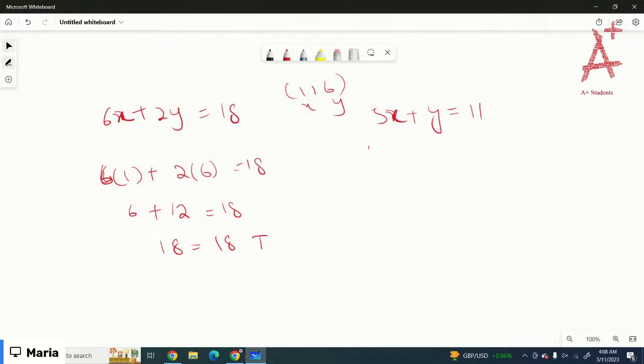Let's check for the second one. 5 times 1 plus 6 equals 11. 5 times 1 is 5 and 5 plus 6 is 11. Yes, both sides of the equation are again true. That means (1, 6) is the solution of the given system of equations. So the correct option is true. The answer is yes.